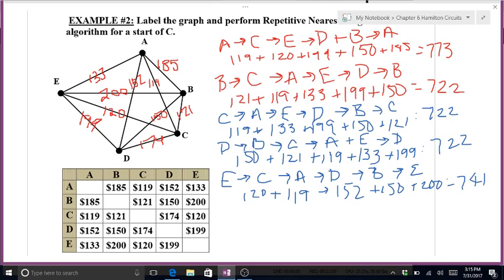Okay, so our directions say label the graph and complete the repetitive nearest neighbor algorithm for a start of C. Well, it just so happens that our cheapest one of them, actually one of the three, starts at C. So you can go ahead and just use that answer. If you would actually rewrite the one that started at B, you would get the same exact answer that you had at C, as well as the one that started at D. If you just reorder them, they're going to look exactly like the one when you started at C.